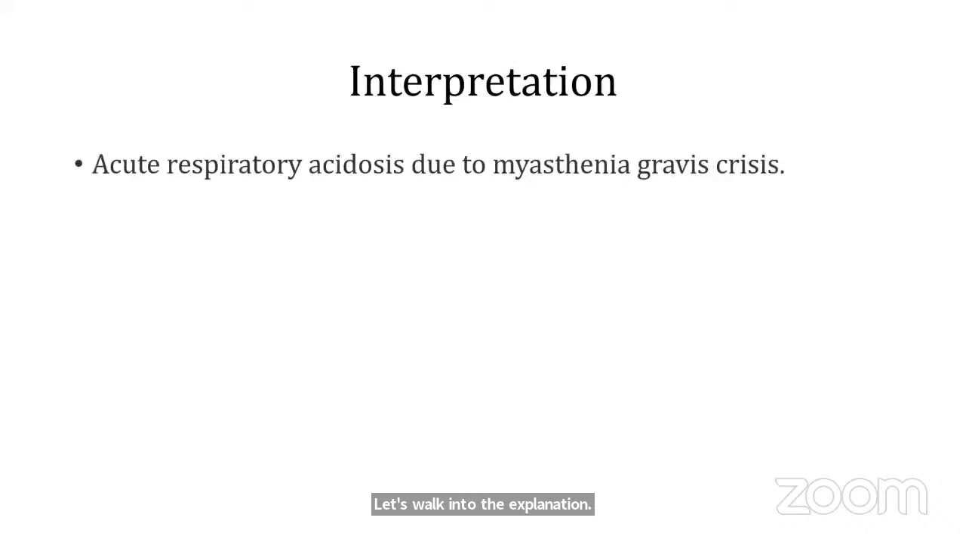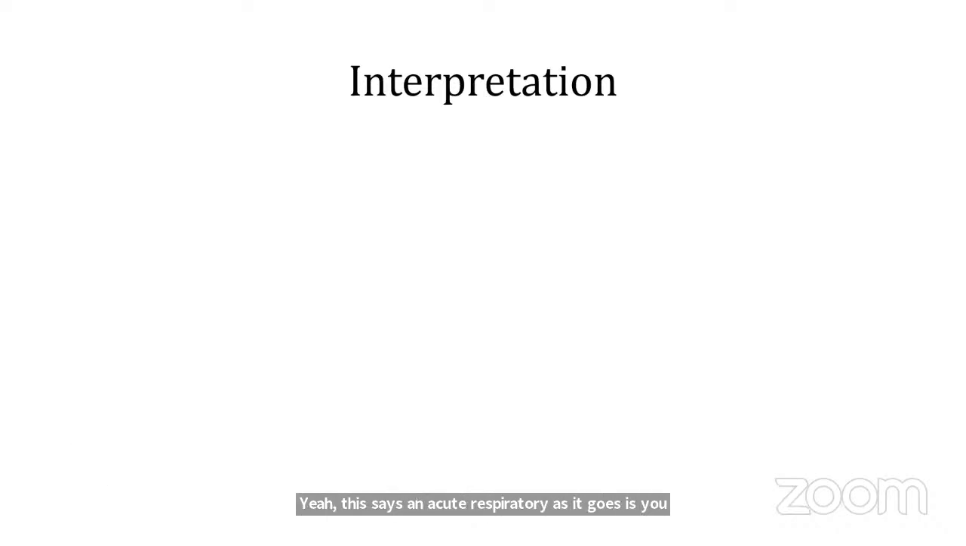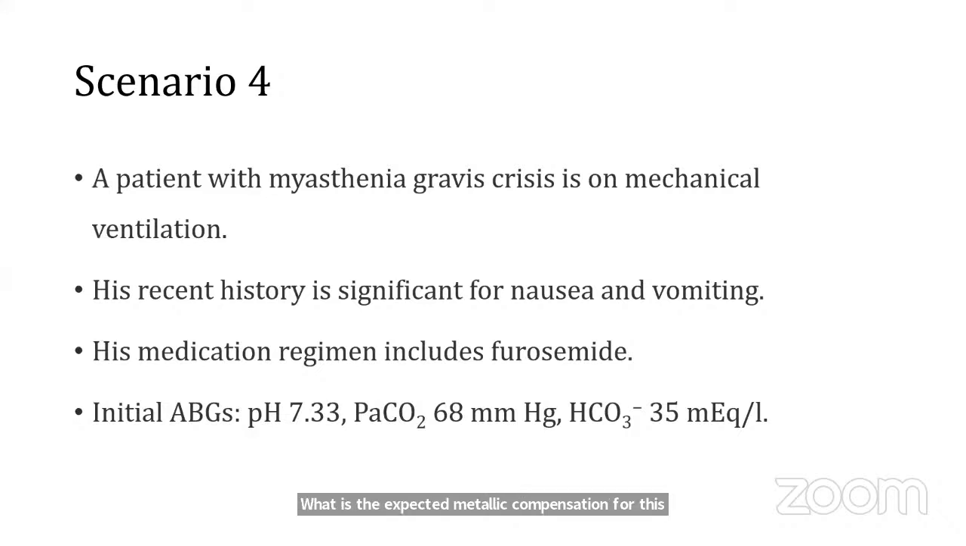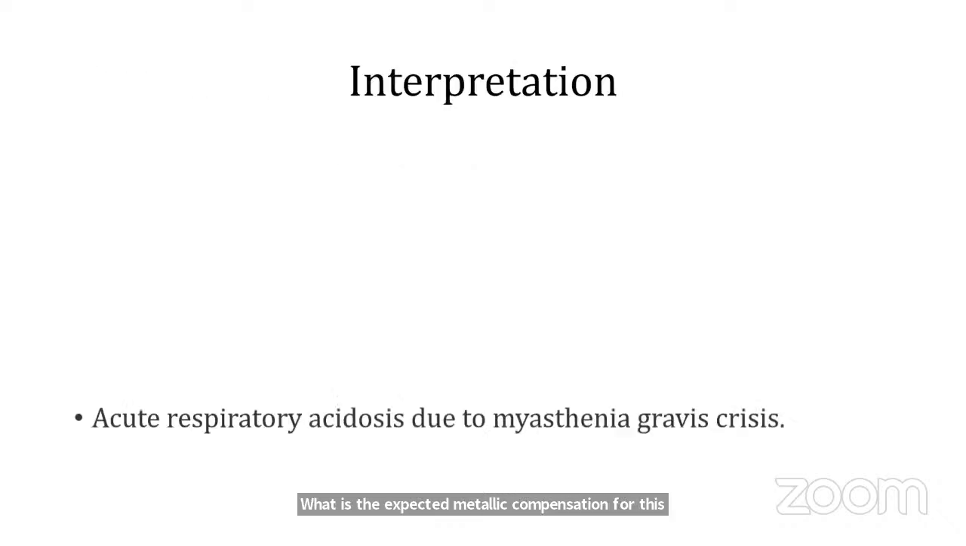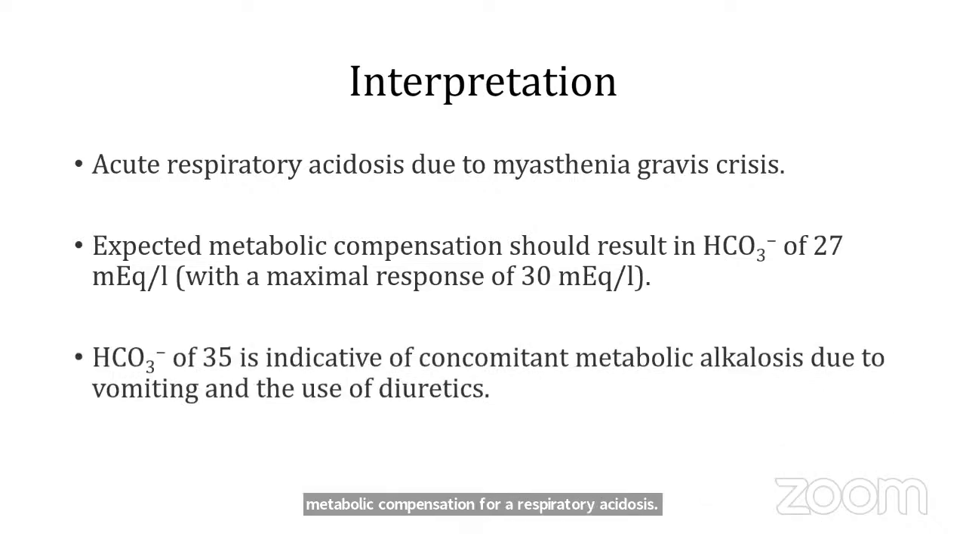All right. So my interpretation of this gas is that this is an acute respiratory acidosis due to myasthenia gravis. Now, what is the expected metabolic compensation for this? Again, let's go back to the gas. The pH was 7.33, PCO2 was 68, and bicarb was 35. So going back to my first slide where I showed you the appropriate metabolic compensation for a respiratory acidosis, going by that formula, the metabolic compensation should result in a bicarb of 27, with a maximum increase of 30.